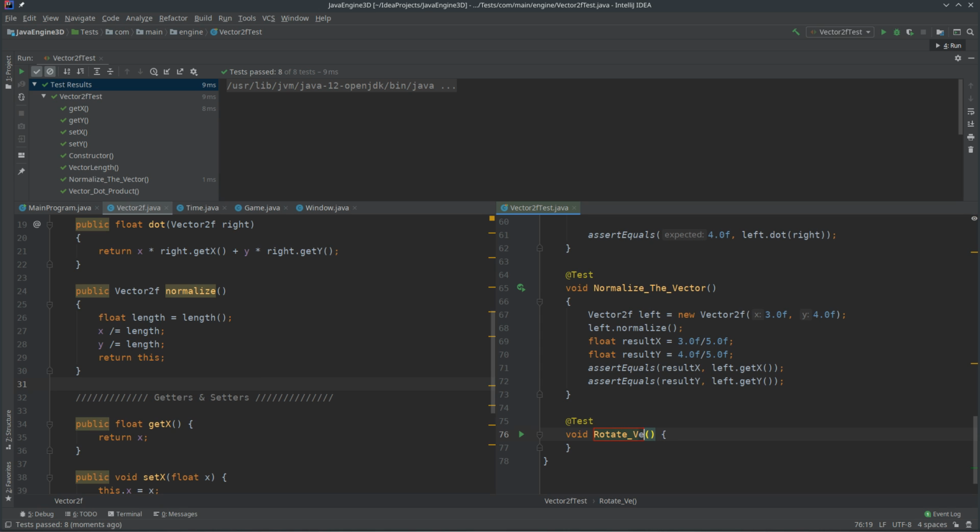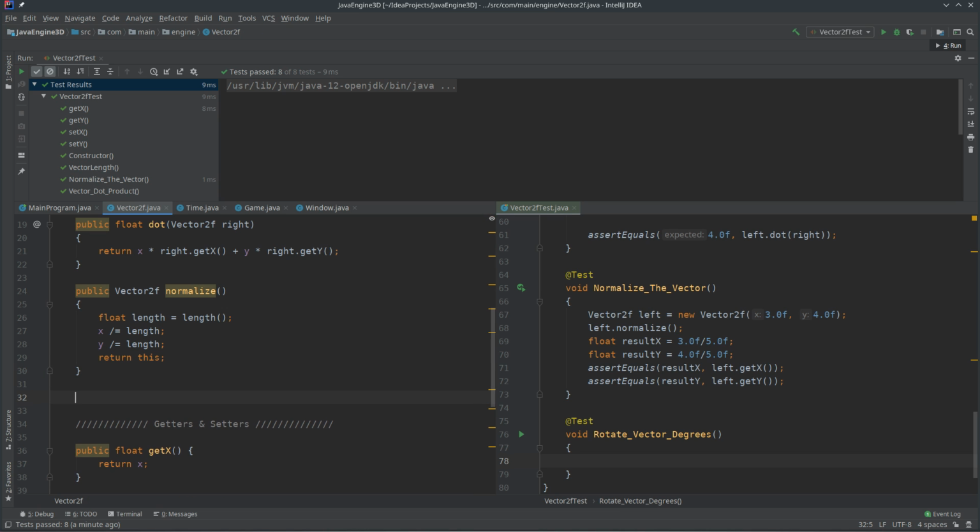Vector. And that's going to be degrees, not radians. Right, okay. I'm beginning to like this test stuff, really am. Let's make something up over here that'll fail.